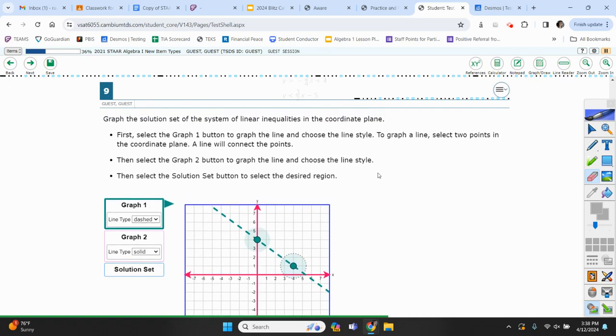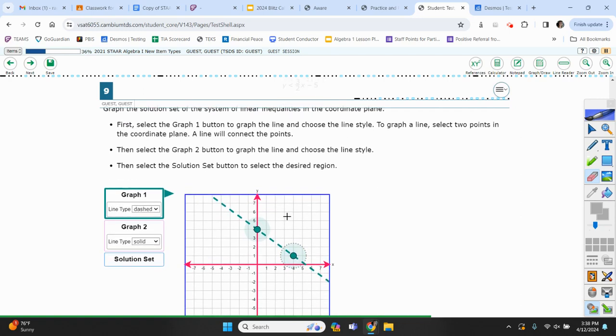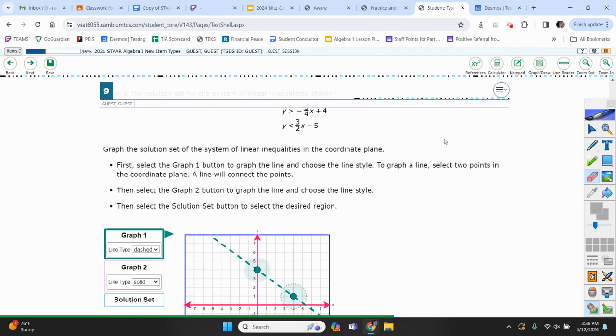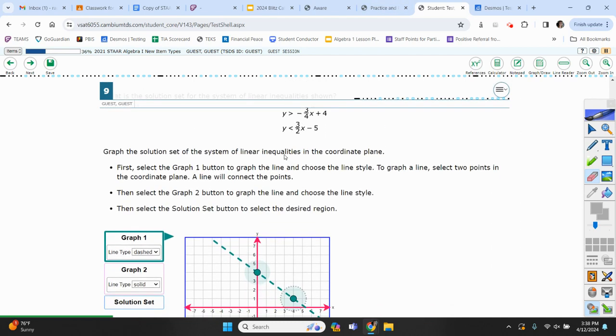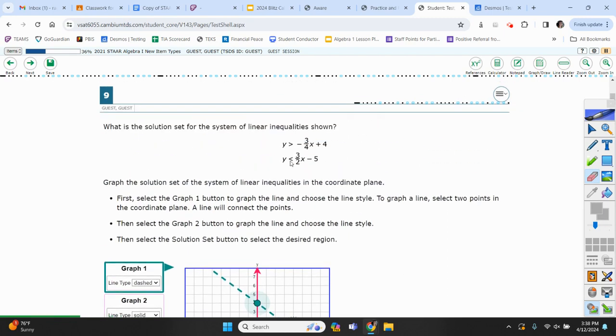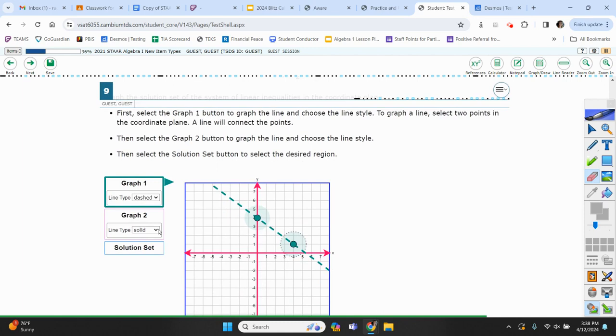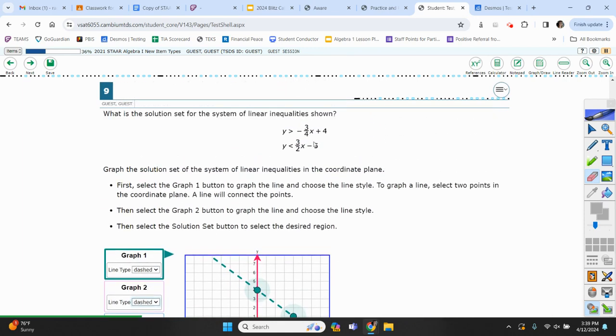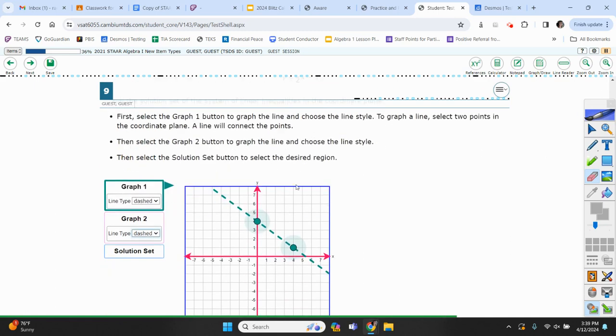But then remember, you also have a shaded area. Because this first one says greater than, then the above portion right here is shaded, you just have to remember that. And if you bring an Expo marker, you can color that portion of your graph in. And then graph 2 is less than, so that means it's also going to be dashed. I'm going to graph this one using slope-intercept form. So negative 5 is my y-intercept.